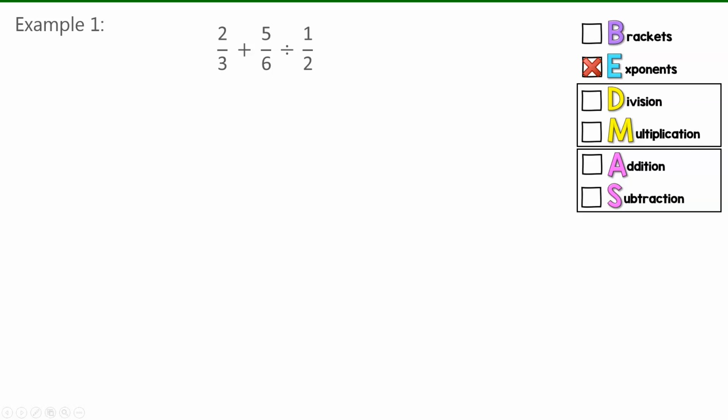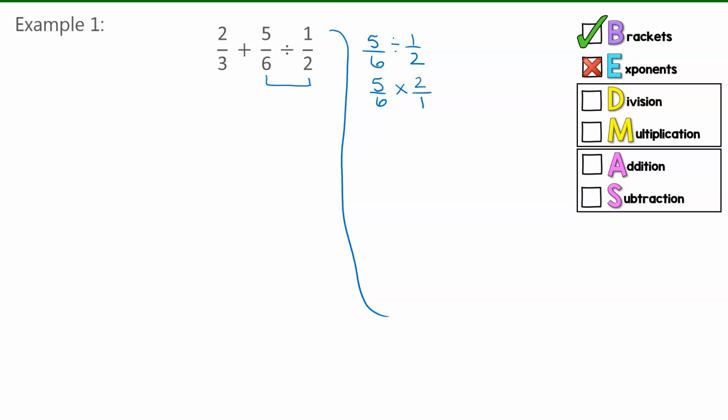So example 1. First, we have to check for brackets. In this example, I don't see any. Then we have to check for division and multiplication. I do see division, so we complete that first. I'm going to draw a line here to separate my workings from the problem. So 5 over 6 divided by 1/2. Remember with division, we keep, change, flip. So keep the first fraction, change it to multiplication, and change the second fraction to its reciprocal.